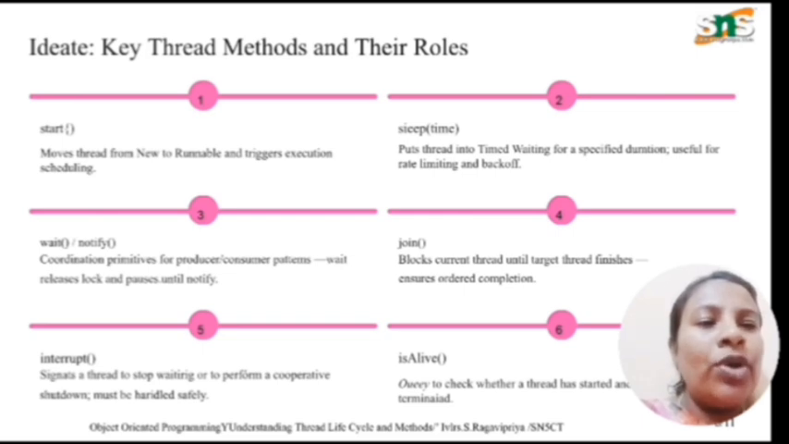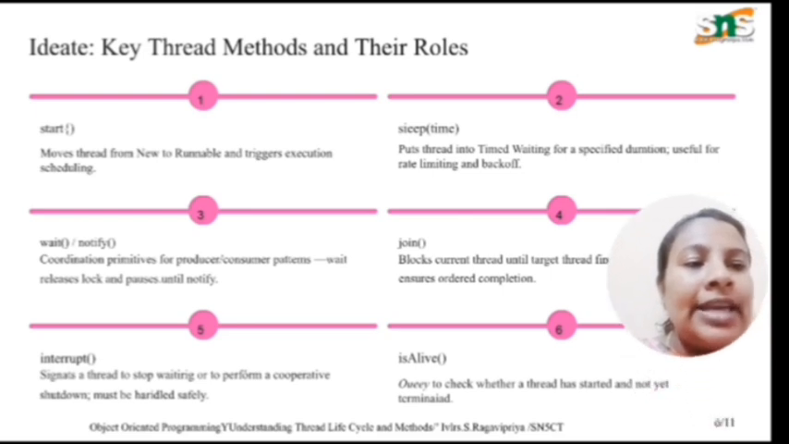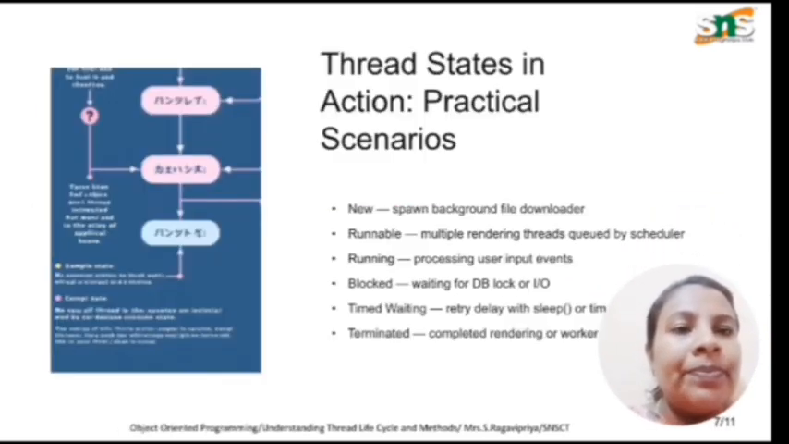Join blocks the current thread until the target thread finishes, ensuring ordered completion. Interrupt signals a thread to stop waiting or to perform a cooperative shutdown. Must be handled safely. isAlive is used to check whether the thread has started and not yet terminated.